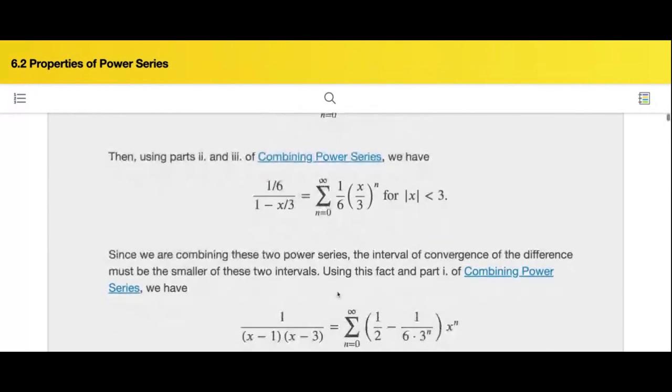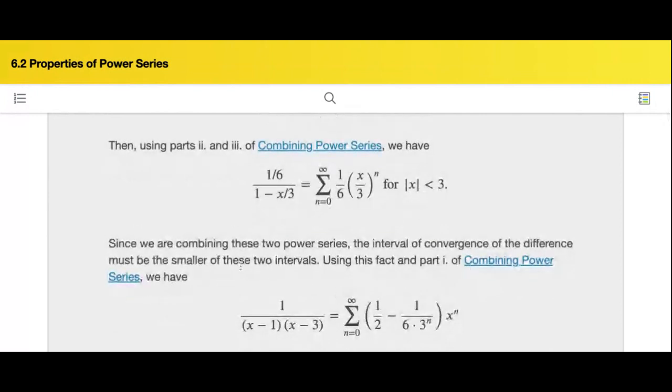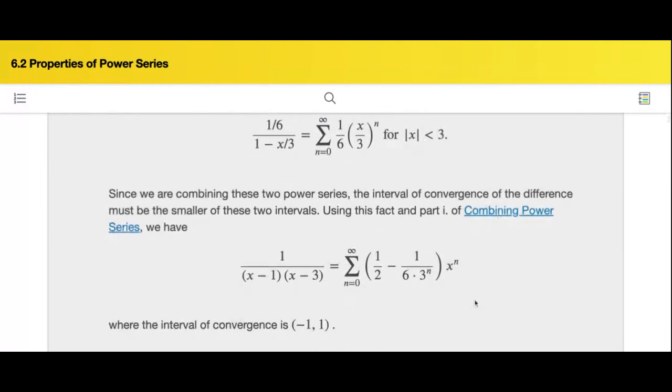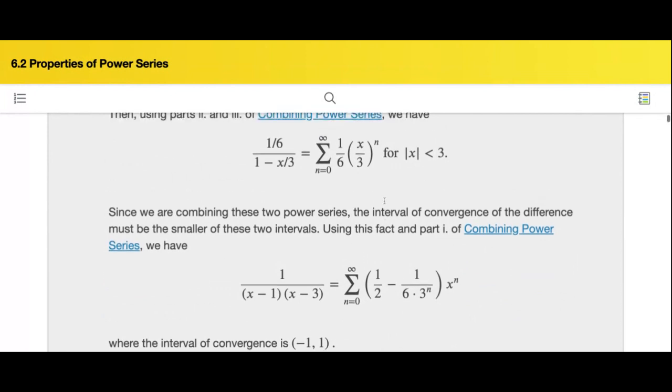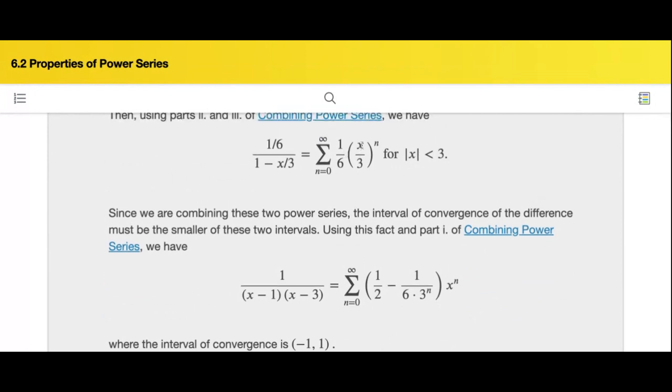Since we're combining those two power series, the interval of convergence of the difference must be the smaller of those two intervals. So we have to find a common interval. Using this fact from combining power series, we can rewrite 1 over x minus 1, x minus 3 to be this power series: half minus 1 over 6, x raised by n, and we see 1/3 raised by n. So we can write it as 1 over 6 times 3 raised by n, then x raised by n.